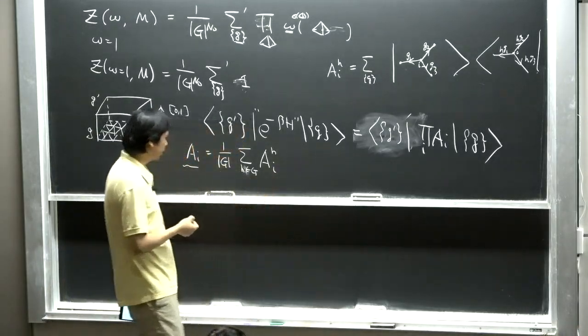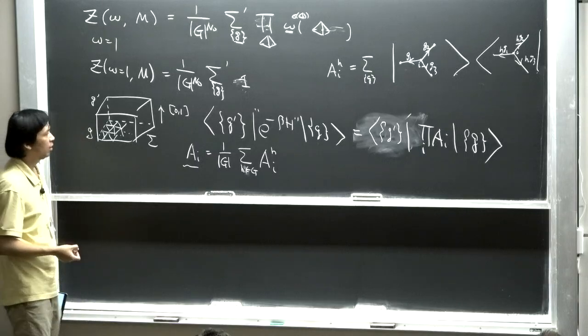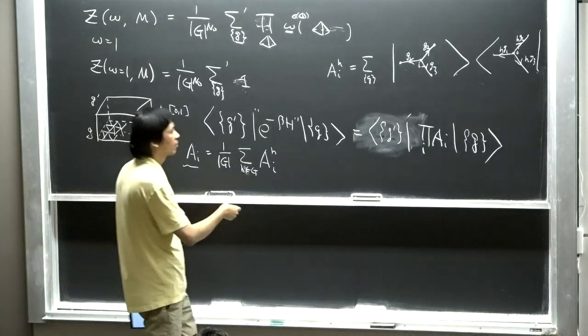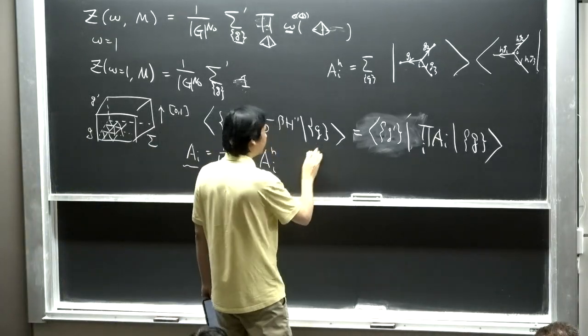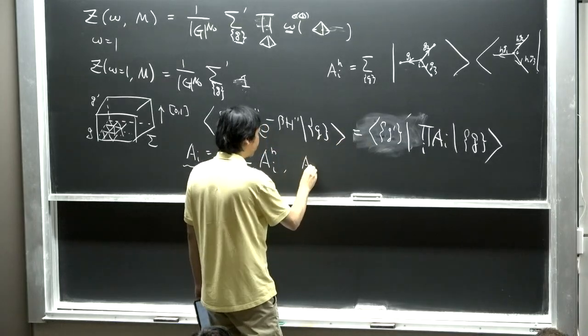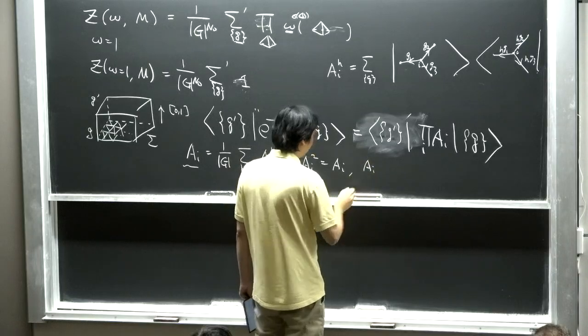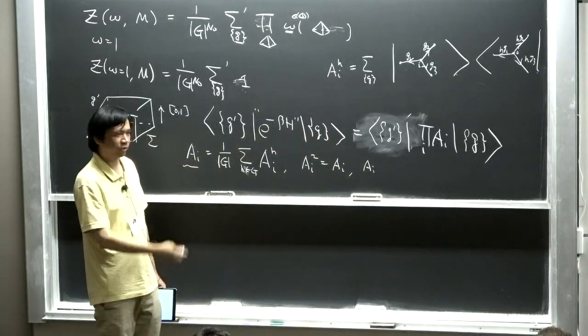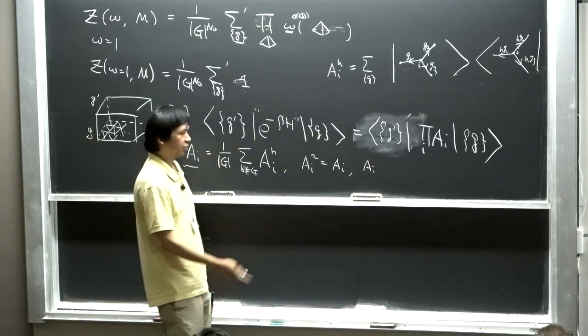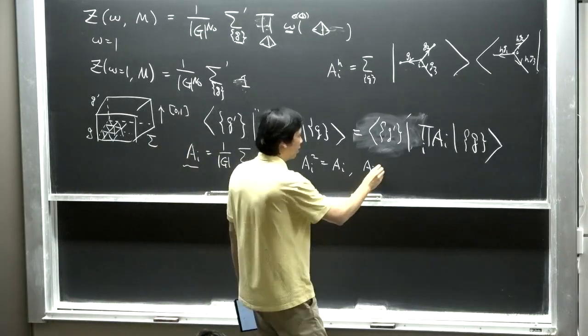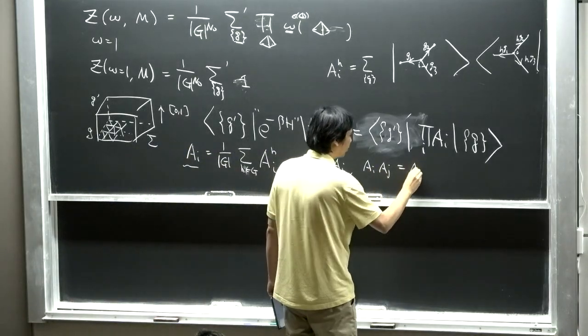So this is the generator of the local gauge transformation. And we observe that this is a projector, so you can prove that they all commute and square to one. It's easy to see that they square to one because the matrix element has only zero and one values, and they all commute with each other on different vertices.